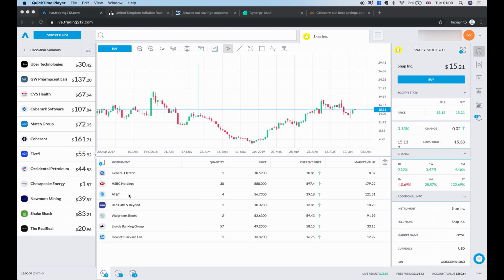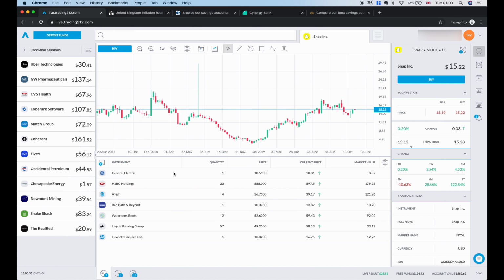Okay, so the next stock that I bought recently was AT&T. Now the quantity is a little bit low. I ideally wanted to buy more when the price hit the $36.7 mark, and it has since increased.